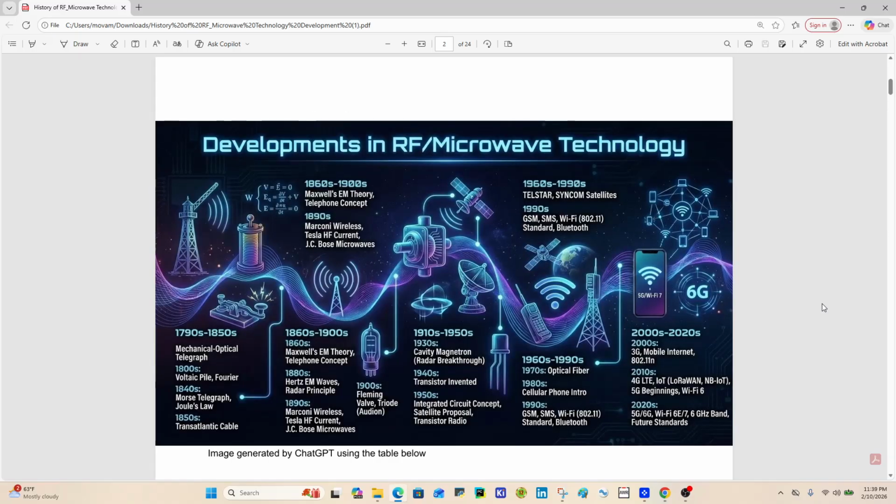Here I have a summary of historical developments using ChatGPT to put all the epochs into one graph. You can see how we started from the physics in the late 1700s and early 1800s and ended up with the physical layer, the physical infrastructure, all the way up to the digital networking, which is where we are for a lot of the cellular, Wi-Fi, and communication.